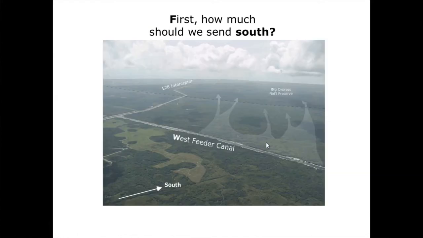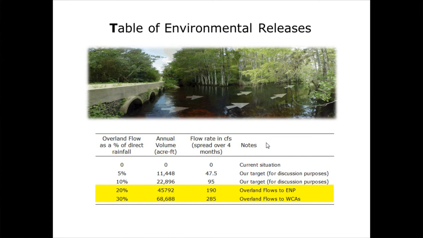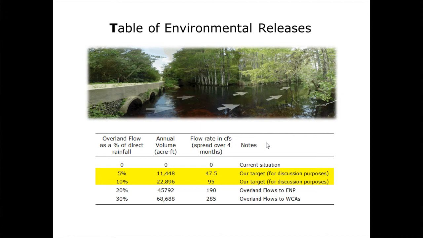But how much? So first, let's revisit how much water did we want to send south, right? Remember that? We did that calculation, and currently at 0, we don't want to do the Everglades overland flow accounting for 20 to 30% of the total hydrologic or water budget flowing in. We said it was more closer to the range of 5 or 10% for discussion purposes. And that should be 42.5, not 47.5.